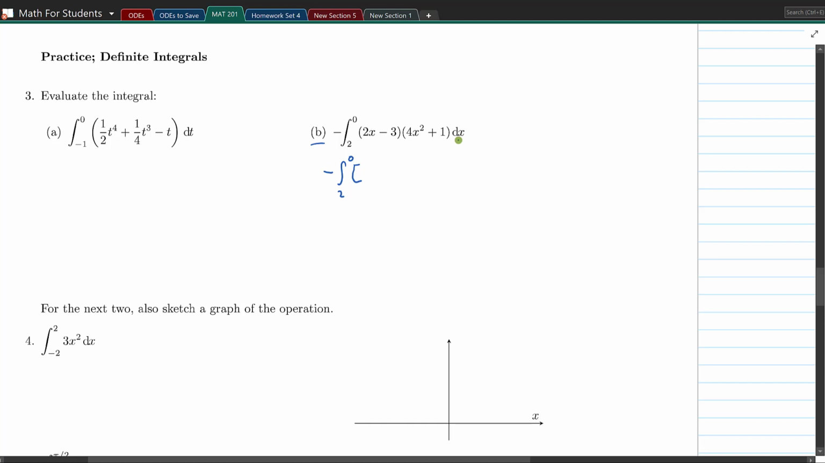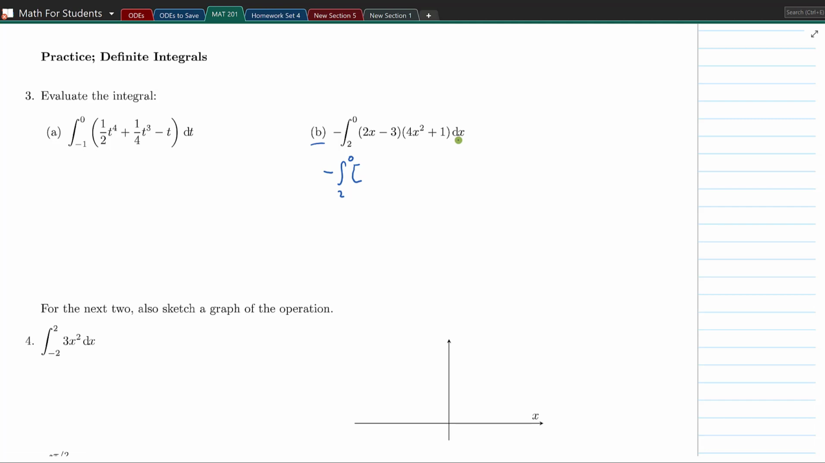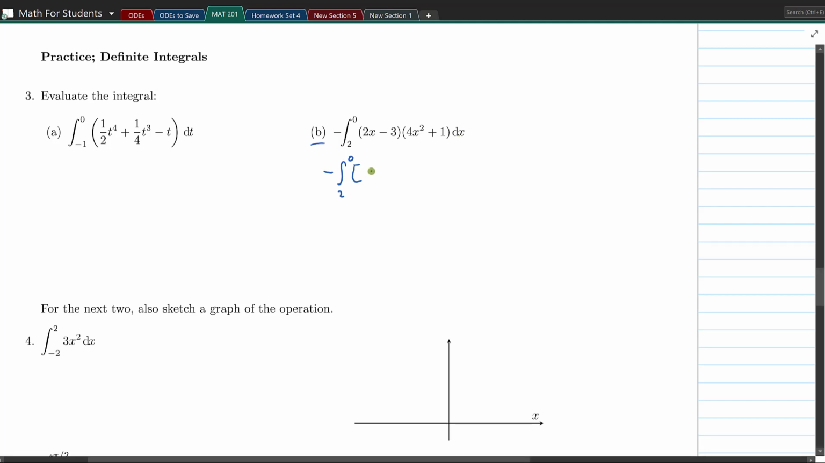You could also do a U substitution on this if you know how to do that. But if you're unsure, or if you prefer, I think this is actually the better way to do this problem. So if we FOIL this out, we get 8x cubed minus 12x squared plus 2x minus 3.